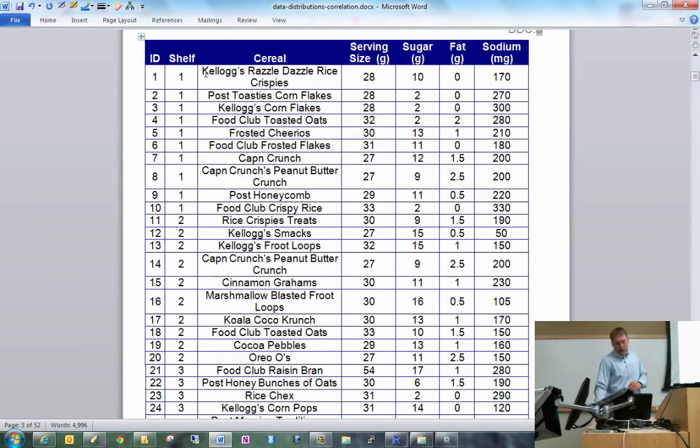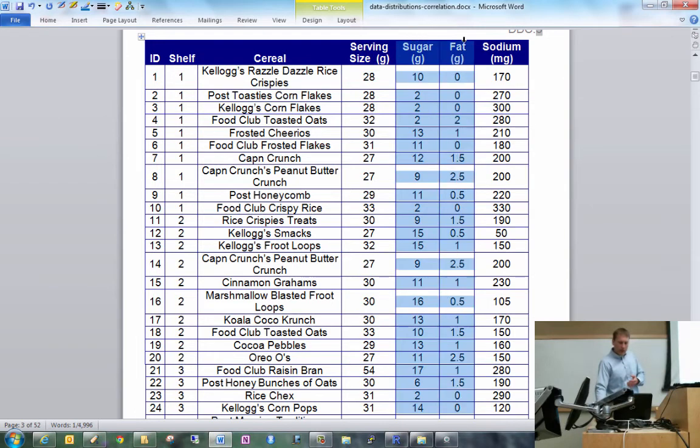So for example, the first cereal that I got was Kellogg's Razzle Dazzle Rice Krispies, and a serving size of 28 grams. And what I was really concerned about, in terms of the nutritional content in the cereals, was sugar, fat, and sodium. I'm interested in these three variables. Notice how I have three variables here. So this is called multivariate data.